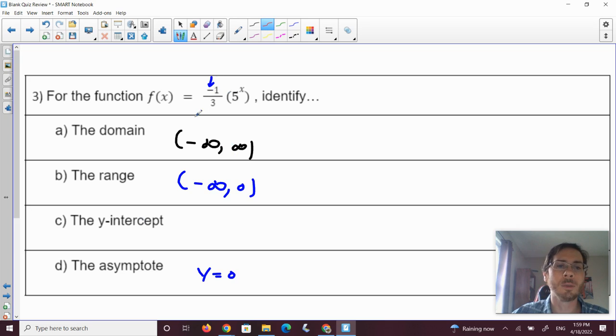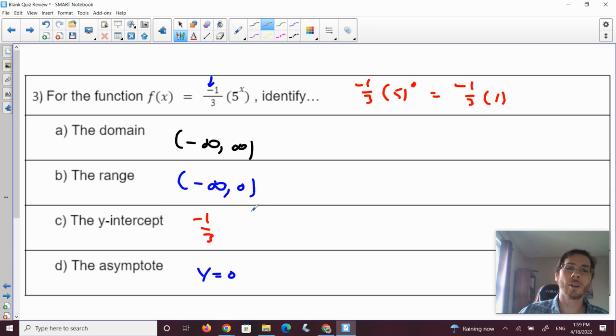And then lastly, we have the y-intercept. The y-intercept is going to be the a value. That's negative 1/3. If we want, we could try it. We could plug 0 in for the x, but that's just going to be negative 1/3 times 1, or negative 1/3.